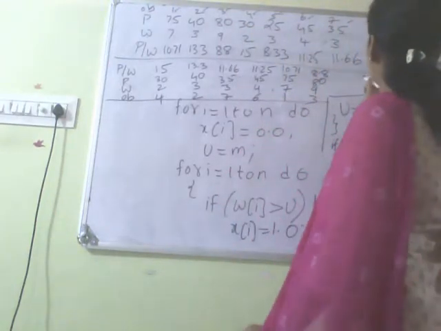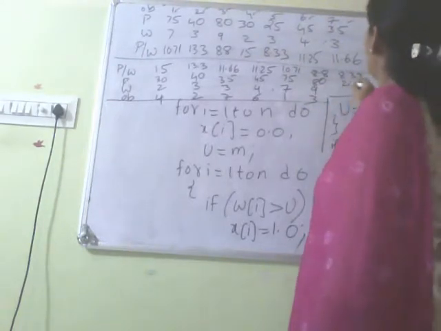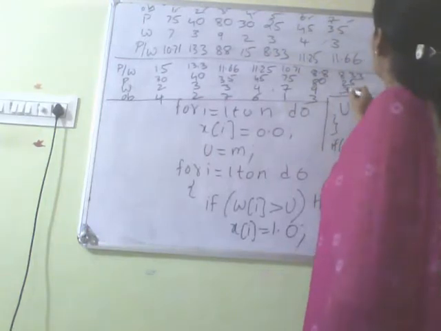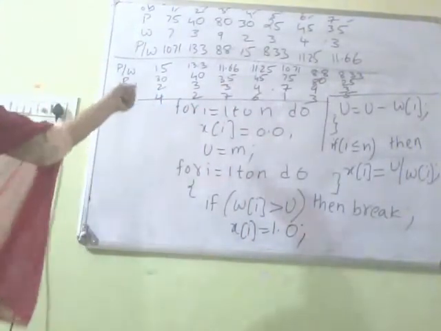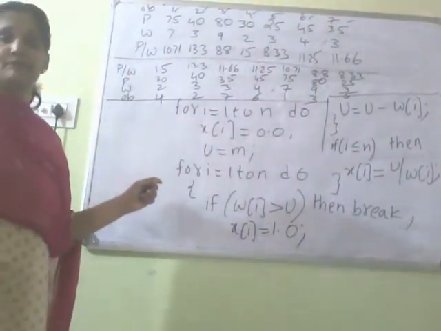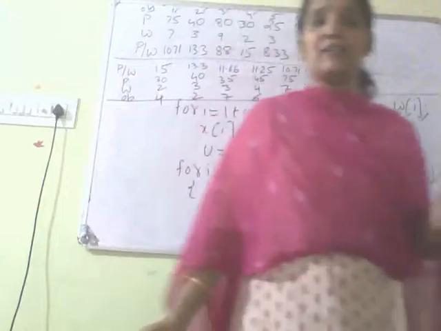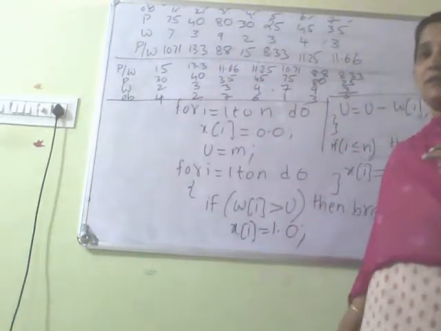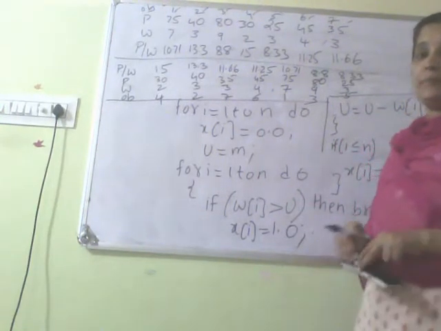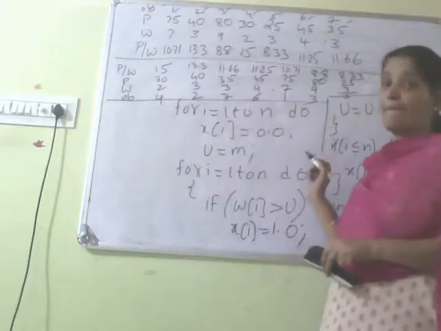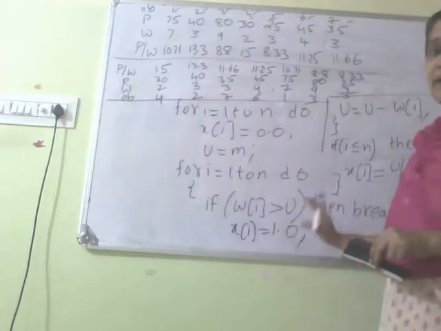Now the next one we have is 8.33, profit 25, weight 3, and the object number is 5. So in this way we have rearranged the table. All of you have completed the table rearranging. If you are finished, now let us see the algorithm.